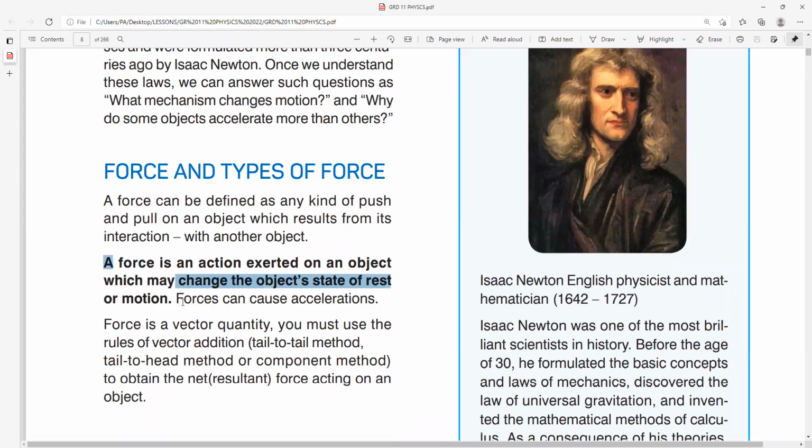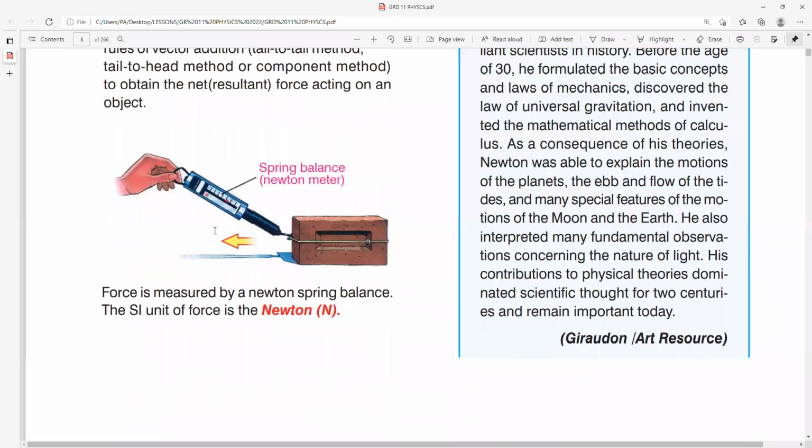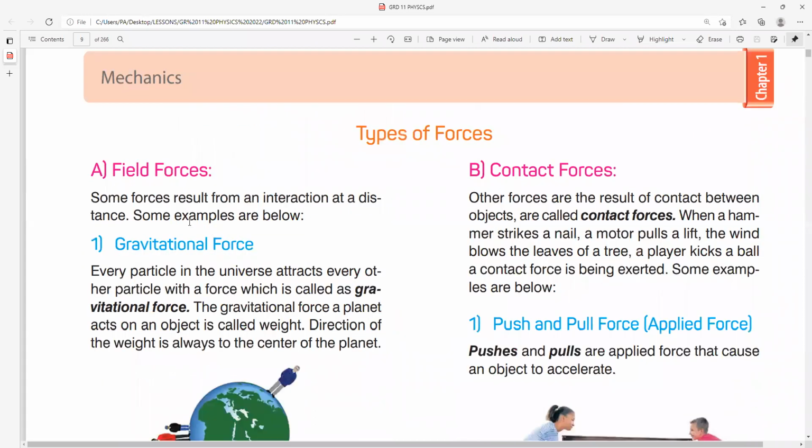Number one, force. We should know it. We will not focus on all definitions. I will just tell you what we have to know. Force is number one: a push or pull on an object. And then when you go to types of forces, we have two different groups of forces, people.